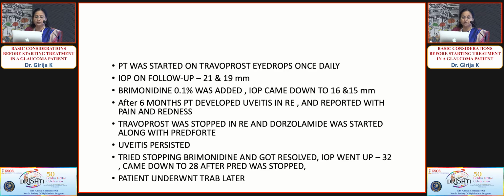But after 6 months, the patient came back with pain and redness, and she was having severe uveitis, which did not resolve even after stopping travoprost. So instead of travoprost, we started dorzolamide along with the uveitis management. But uveitis persisted. So only after stopping the brimonidine, the uveitis resolved. So you should be aware that brimonidine can cause granulomatous uveitis, and you have to keep that in mind.